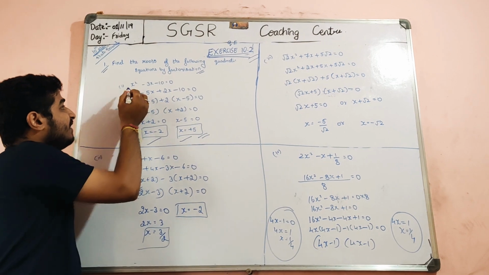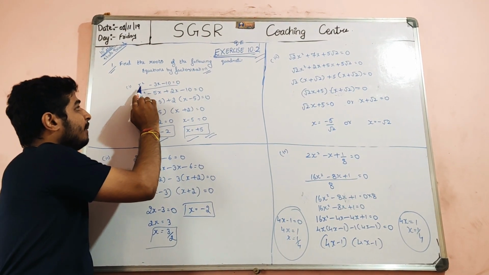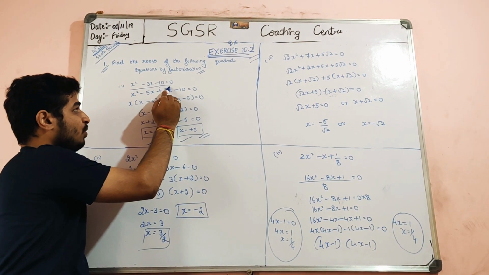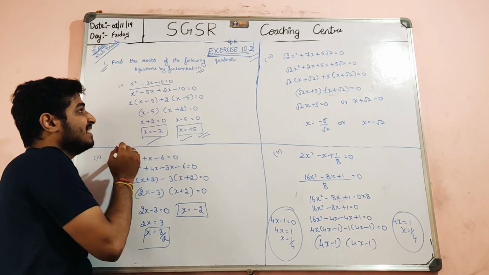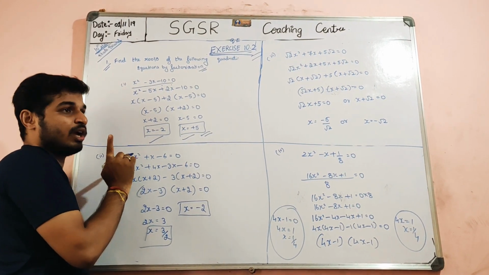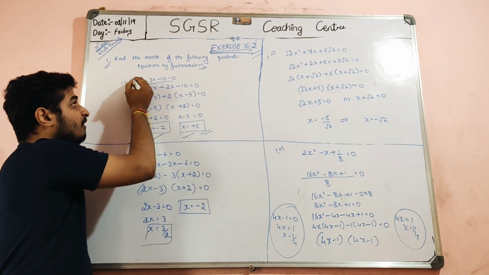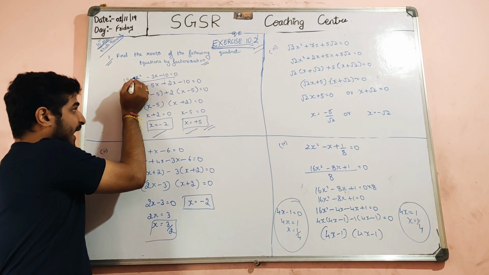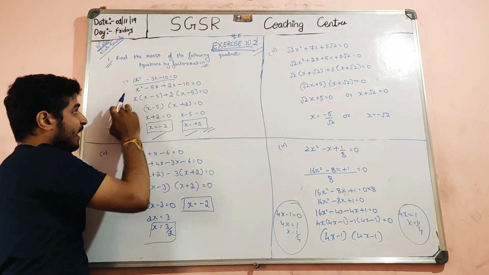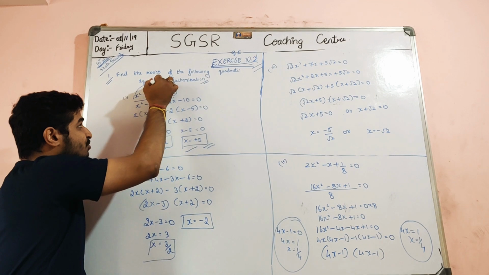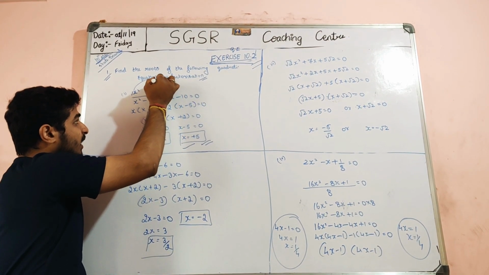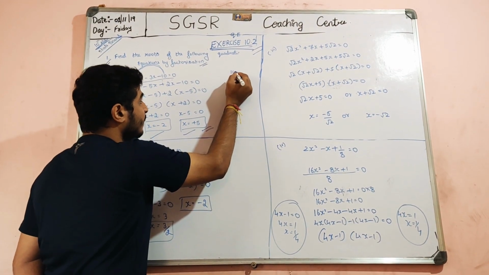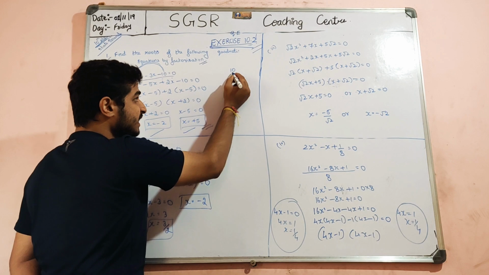Now they are given the equation x square minus 3x minus 10 is equal to 0. How to factorize this? Students, see the first problem carefully. Here the coefficient of x square is 1. Next, you should multiply these two. So 1 into 10 becomes 10. You should put it as 10.